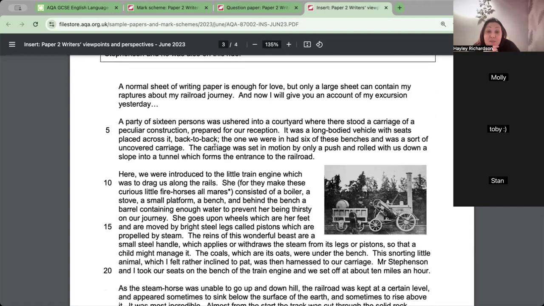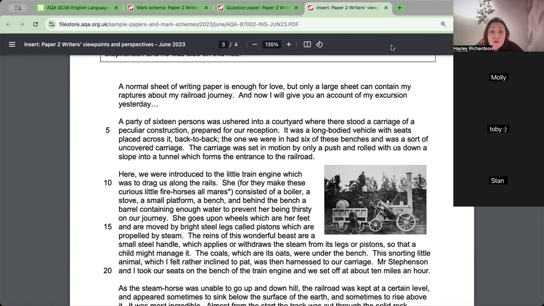A normal sheet of writing paper is enough for love, but only a large sheet can contain my raptures about my railroad journey. And now I'll give you an account of my excursion yesterday. A party of 16 persons was ushered into a courtyard where there stood a carriage of a peculiar construction, prepared for our reception. It was a long-bodied vehicle with seats placed across it back to back. The one we were in had 6 of these benches and was a sort of uncovered carriage.